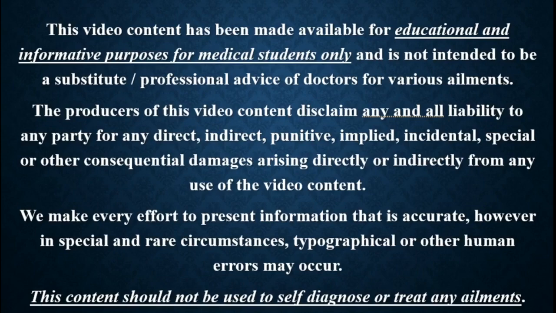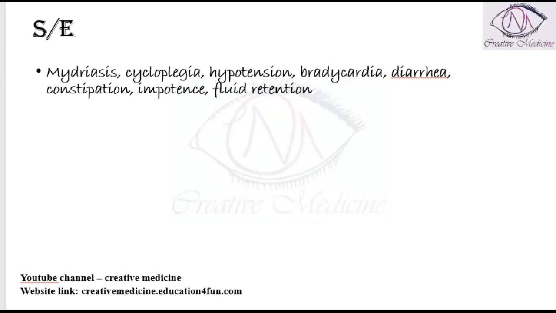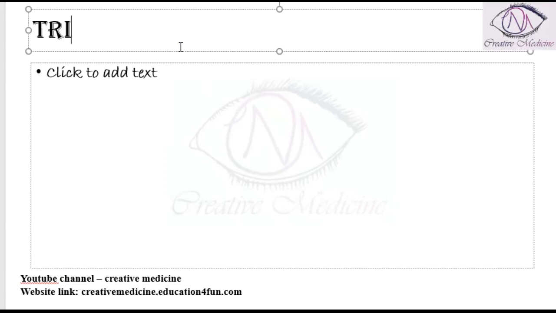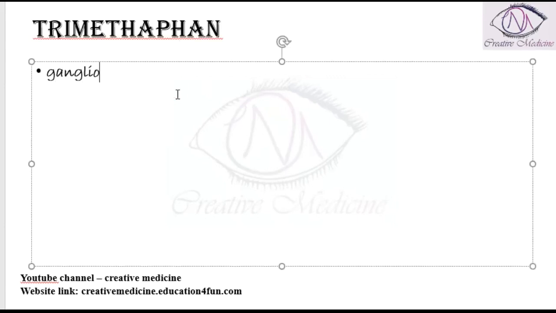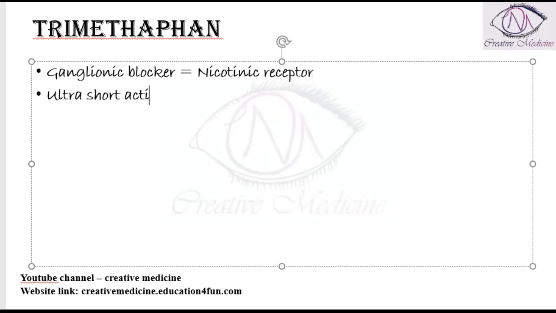In this lecture, we will learn about trimethaphan. Trimethaphan is a ganglionic blocker, so it will block the nicotinic receptors. This trimethaphan is an ultra short acting ganglion blocker. That is, the half life of trimethaphan is just 1 hour.